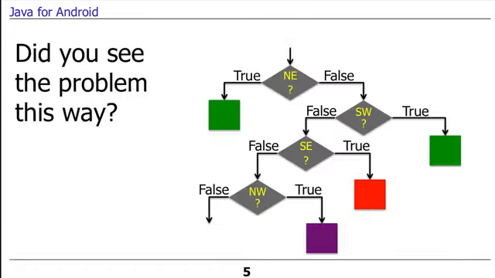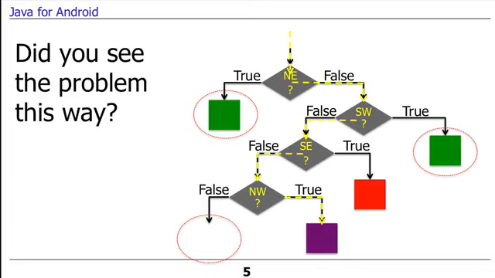How did you do? Did you see the problem this way? We see first if the player is in the northeast quadrant. If not, check the southwest. Either of these locations yields a green outcome. Otherwise, continue by checking for the southeast quadrant, and finally, if needed, check for the northwest. But there are some problems with this approach. For example, notice that the setting of green appears twice in our diagram. Also, there's this awkward outcome where we don't quite know what to do.